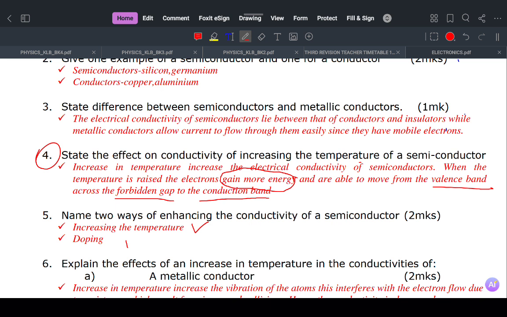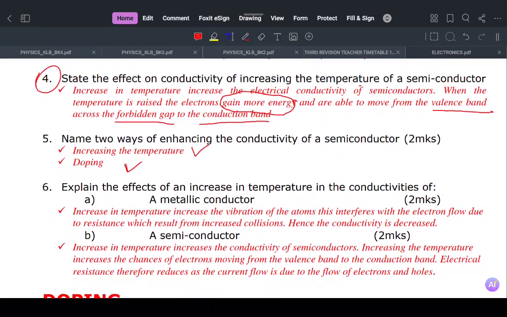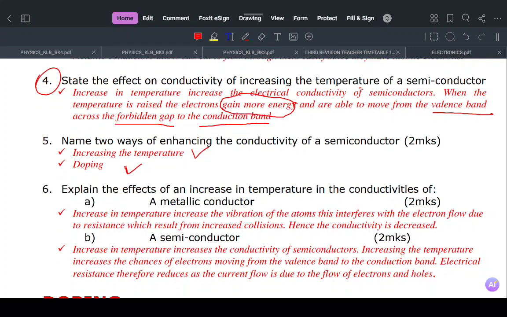Secondly, you can also increase conductivity of semiconductors by a process called doping. We shall look at what doping is just in a while. Alright, we shall look at what we mean by the process called doping.